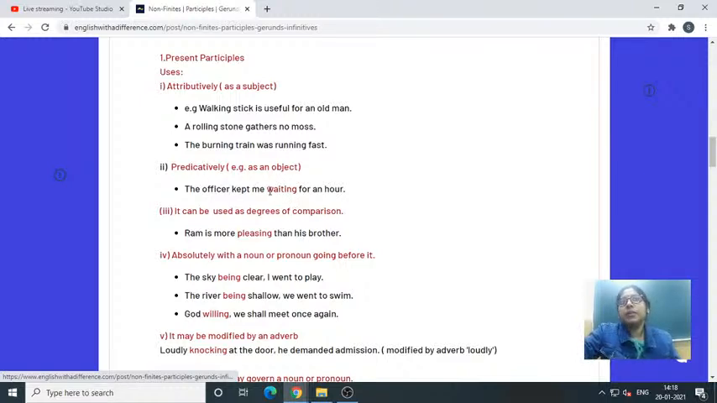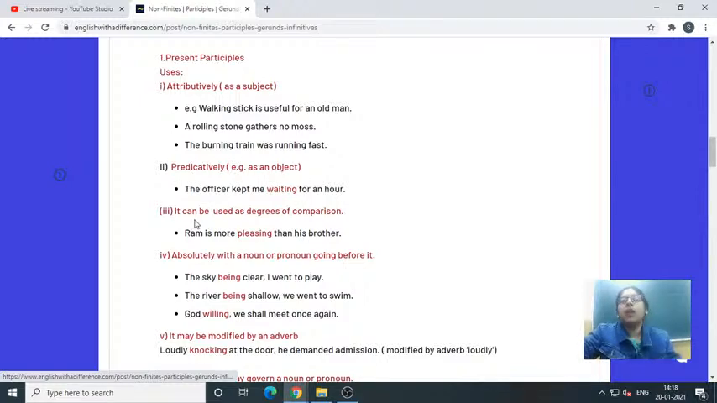Okay, now you can say we have a double object. "Me" is also an object and "waiting" is also an object. One is direct, another one is indirect. "Waiting" is the direct object and "me" is the indirect object.